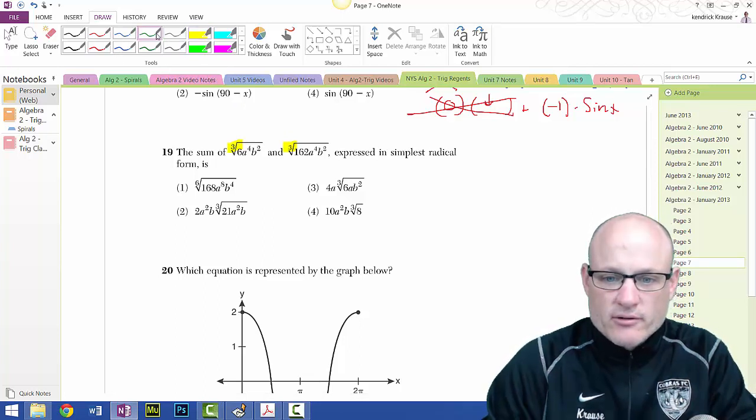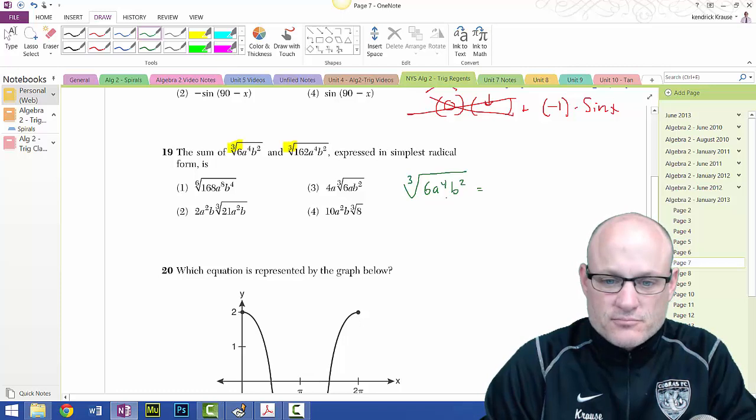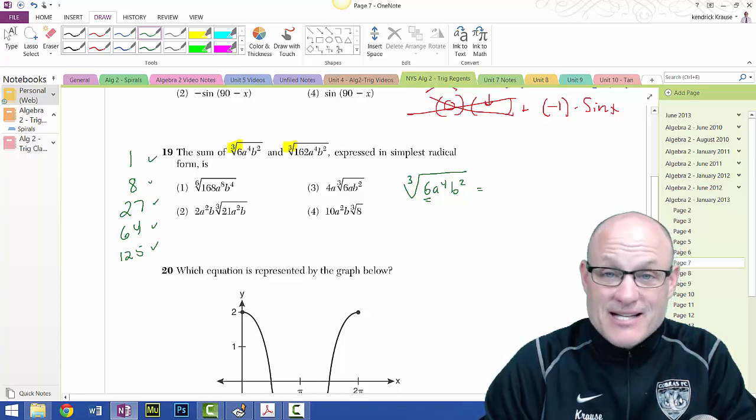So I come over here and I'm going to rewrite this. The cube root, I'm just going to do this one first: 6a to the fourth b squared. Now, 6 is not a perfect cube. Your perfect cubes are 1, which is boring, 2 times 2 times 2 is 8, 3 times 3 times 3 is 27, 4 times 4 times 4 is 64, and 5 times 5 times 5 is 125. Those are the only perfect cubes you should be looking for. 6 is not on that list, so I can't do anything with 6.